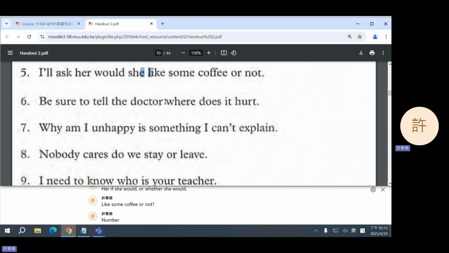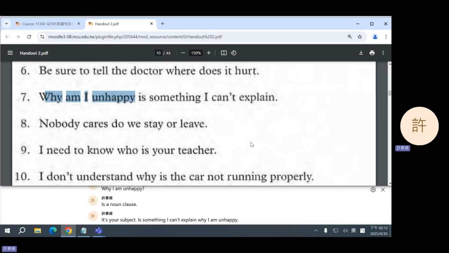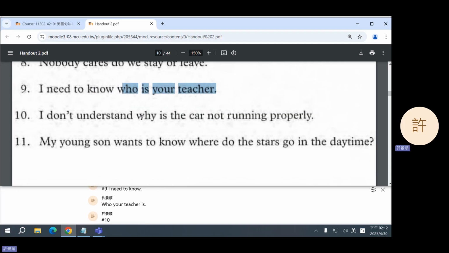Number 6, be sure to tell the doctor where it hurts. Number 7, why I am unhappy is a noun clause, it's your subject, is something I can't explain. Why I am unhappy. Number 8, nobody cares if or whether we stay or leave. Number 9, I need to know who your teacher is. Number 10, I don't understand why the car is not running properly. And number 11, my young son wants to know where the stars go in the daytime.